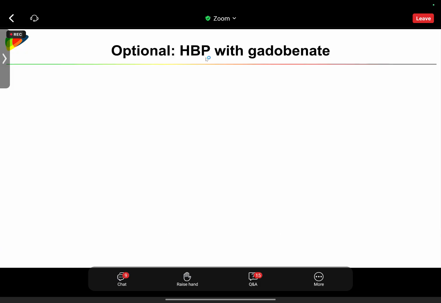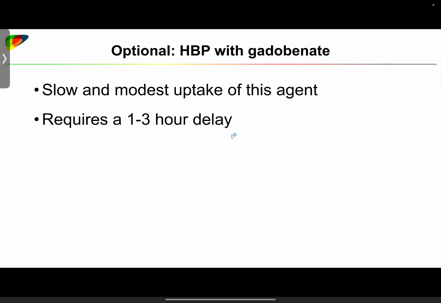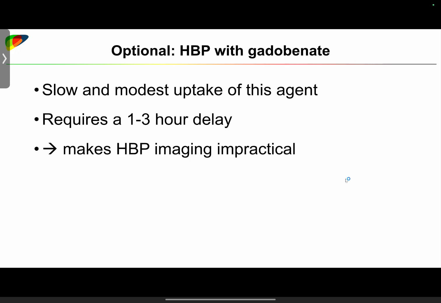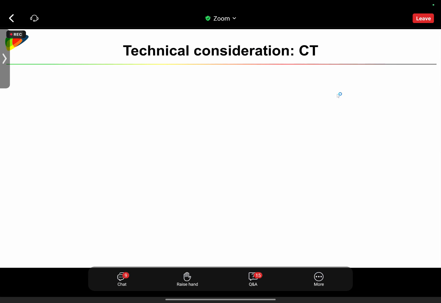Another optional sequence is hepatobiliary phase if we use gadobenate. And the reason why it's optional is because it's only 5% where this contrast is uptaken by the liver, and it takes about 2 hours. So anywhere between 1 and 3 hour delay is required to see hepatobiliary phase. So in many places, gadobenate is just used as an extracellular contrast agent, and hepatobiliary phase acquisition is optional because it's impractical to do it on every patient. Okay, so what are some technical considerations for CT?